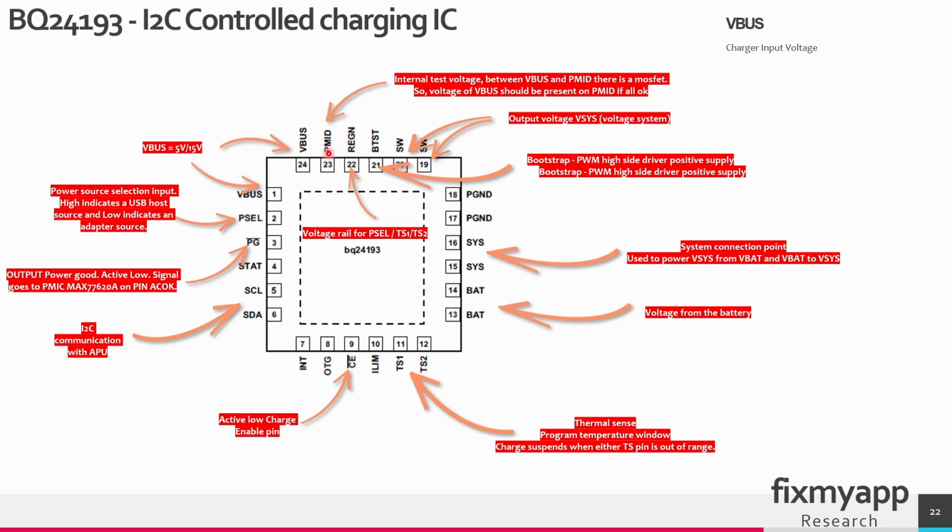Then we have PMID. So this is an internal test voltage between the VBus and the PMID pin. There is a MOSFET, and this MOSFET is used to check the internal health of this IC. So basically, the voltage that is present in VBus should be measured also in the PMID pin. And if there is something different, this IC could be faulty.